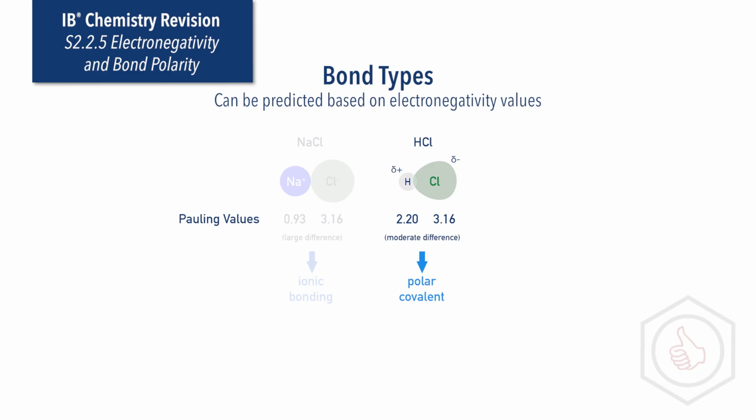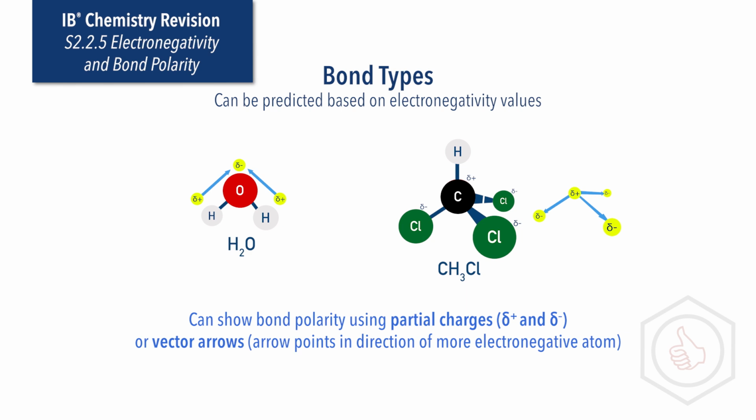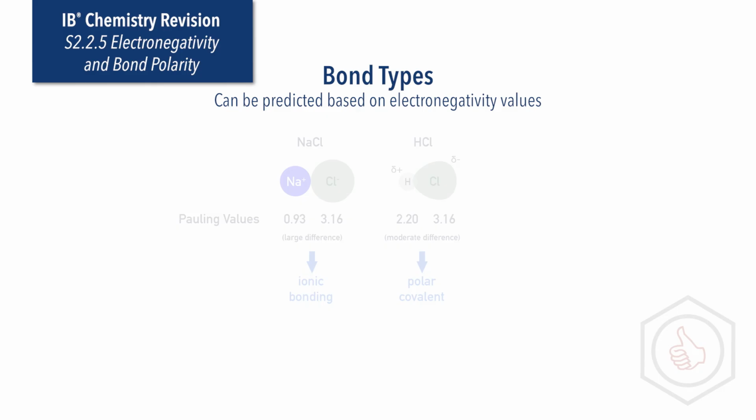We can show the polarity of a bond, or bond dipole, in two ways. We can use partial charges of delta positive and delta negative, or we can use vector arrows, with the arrowhead pointing towards the more electronegative atom. If the difference in electronegativity between the two bonded atoms is very small or zero, the bond is nonpolar covalent. The bonding electrons are shared equally between the two atoms, and no atom has a greater share of the electrons than the other.